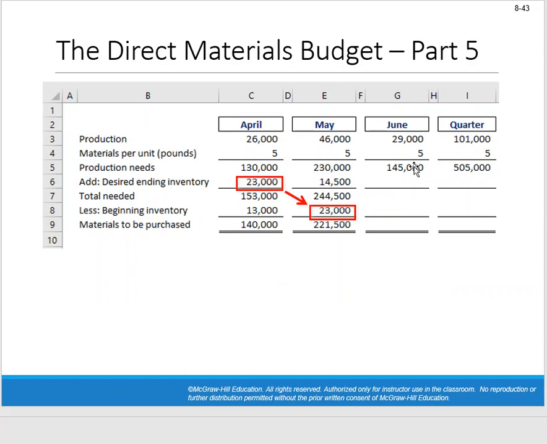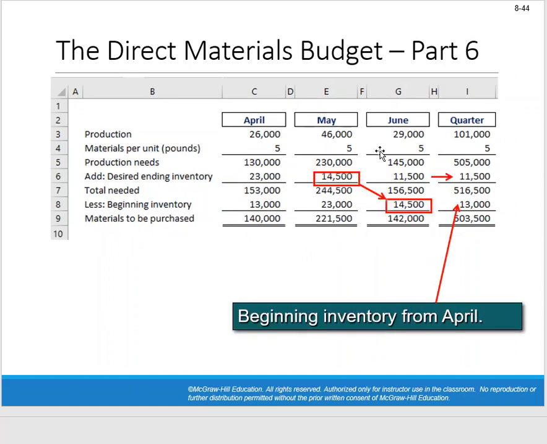So the 230,000 plus 14,500, we've got 244,500. We subtract the 23,000 that we should already have on hand, and we need to purchase 221,500 more. All right, so then we need to finish it out for June, right? So 145,000, our desired ending inventory. Where did we get that? They don't show it very well. We'd have to figure out July and multiply 10% of our July needs. So we'd have to be making a computation over to the side on a piece of paper, probably. So our total needs are 156,500. We again subtract our beginning inventory, which came from May, and we need to purchase 142,000.